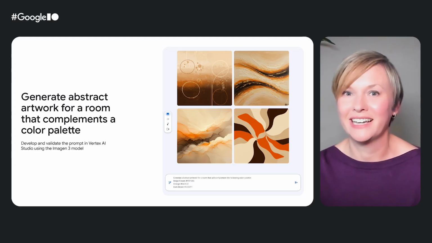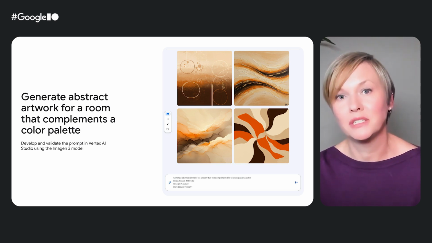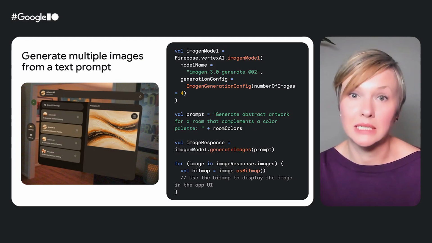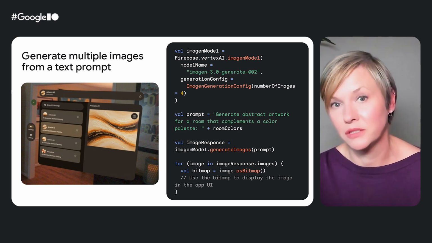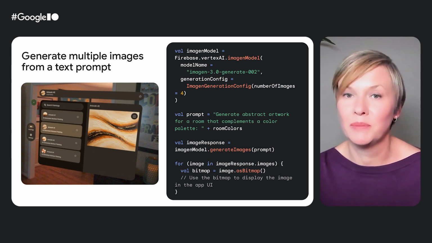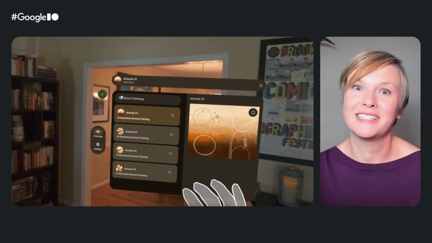Again, I used Vertex AI Studio, but with the Imagen 3 model this time, to validate the prompt and see what kind of results would be generated. And then in the app, I implemented this prompt with Vertex AI in Firebase using the Imagen 3 model this time. By default, this would have returned a single image, but since we wanted 4 options to choose from, I used the generation config that you see here to specify the number of images that I wanted in the response. Now let's take a look.